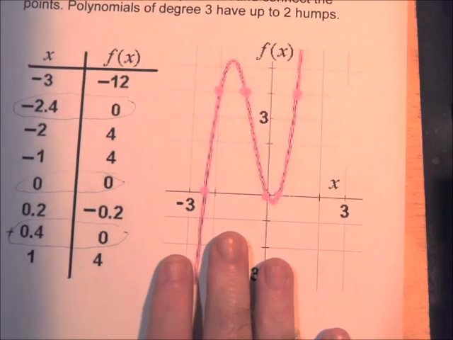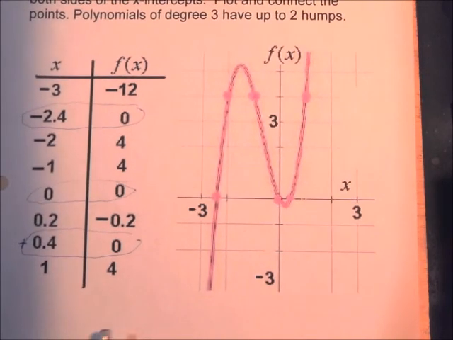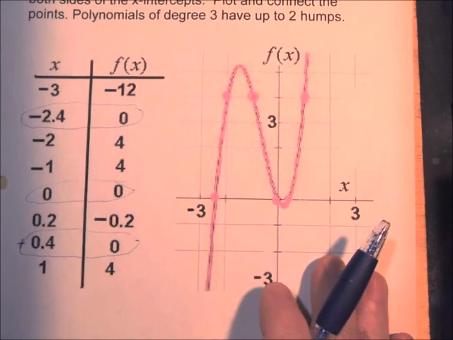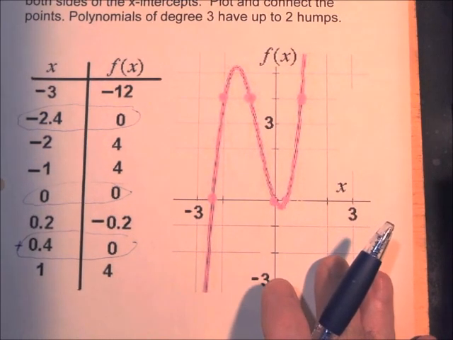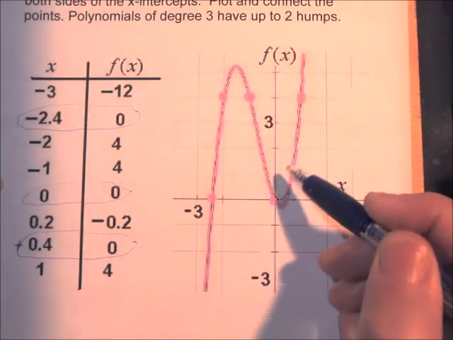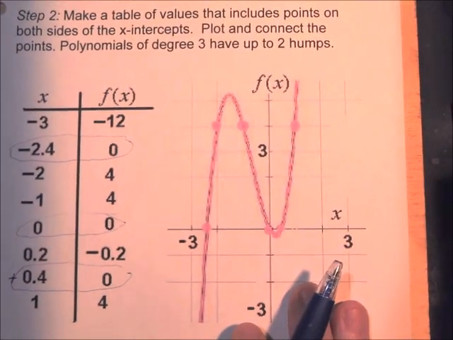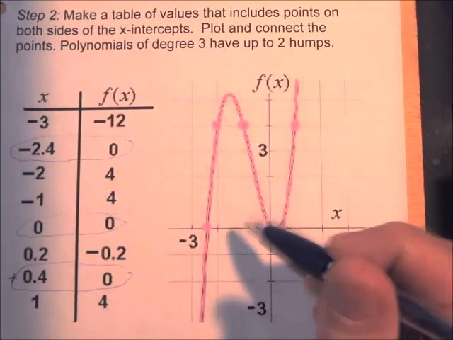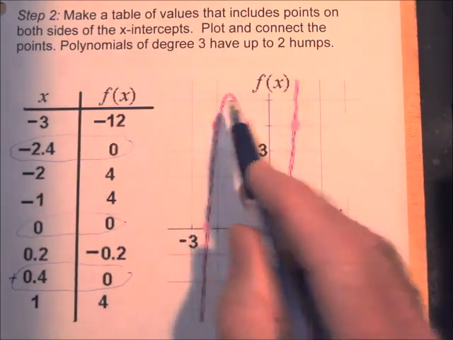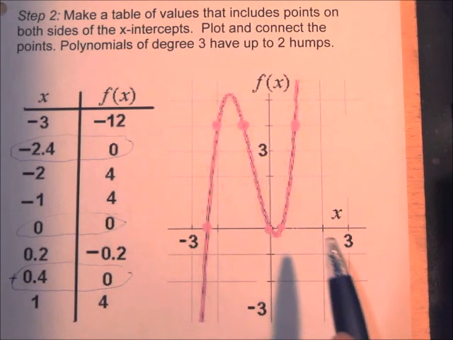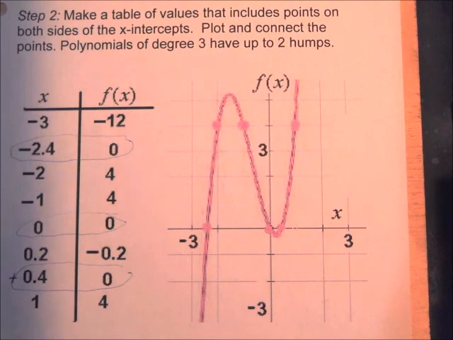And then we can make a table of values and plot the points. Again, we want to pick points between the x-intercepts and compute f of x for those values, and then plot the points and sketch the graph. Again, this is degree 3. We have up to 2 humps and up to 3 intercepts. And in fact, we do have 2 humps. We have a hump here and a hump down here, and we have 1, 2, 3 x-intercepts. And that concludes this presentation.